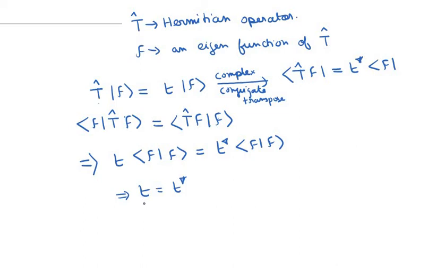If a number is the same as its complex conjugate, then t must be real. Therefore t must be real. So we have proved that if T is a Hermitian operator, then the eigenvalues of this operator T are real. This was the point we were stressing a lot, and this is basically the proof.